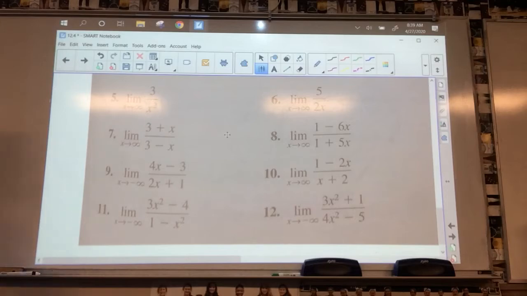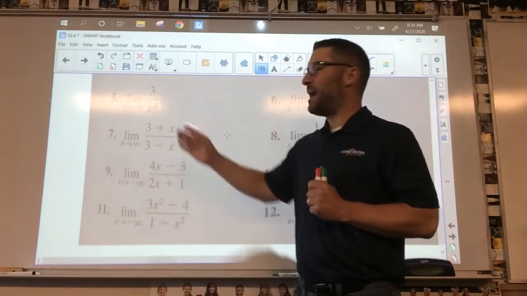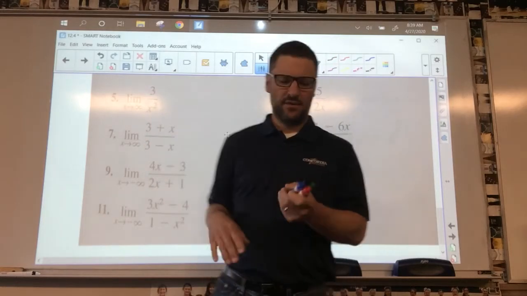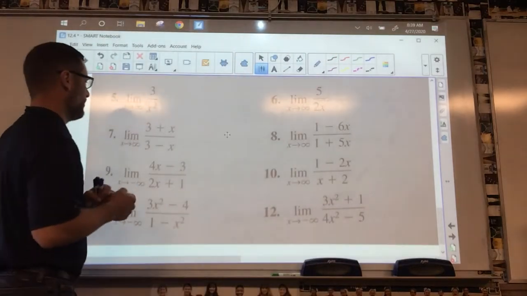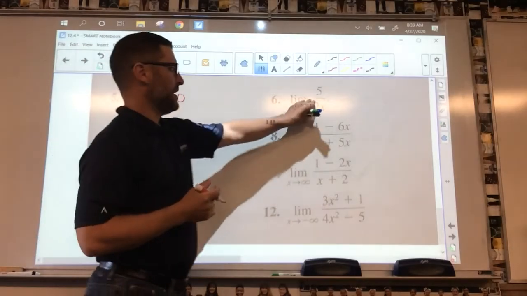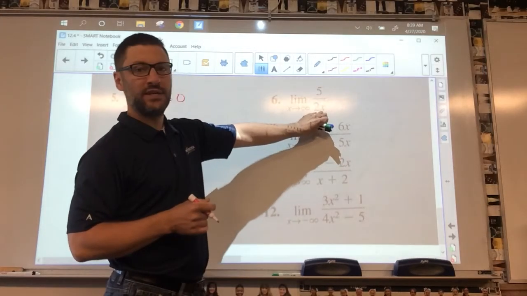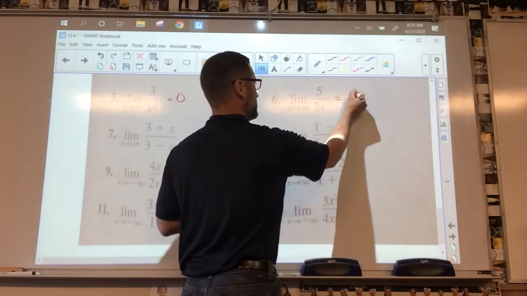All right. So the limit as x goes to infinity of 3x squared. So the bottom is bigger. The bottom is growing faster. The top really isn't doing a whole lot. This limit is 0. Here, the top degree is 0. The bottom degree is 1. The bottom degree is more. This limit is 0.